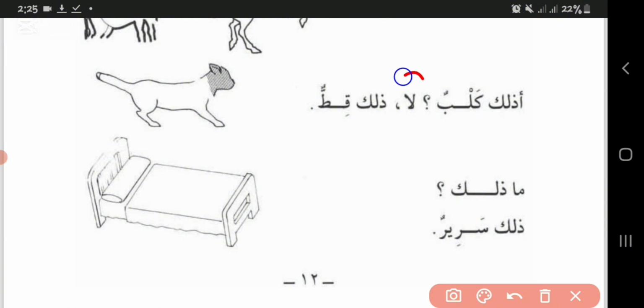So now, la, no, ذلك قط, that is a cat. So now, أذلك كلب, is that a dog? La, no, ذلك قط, that is a cat.